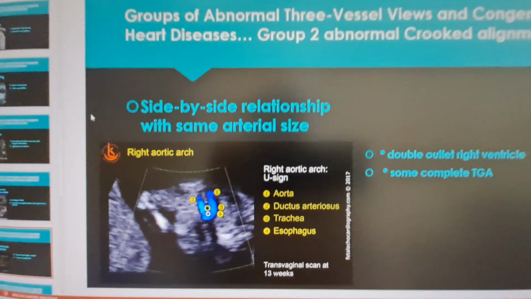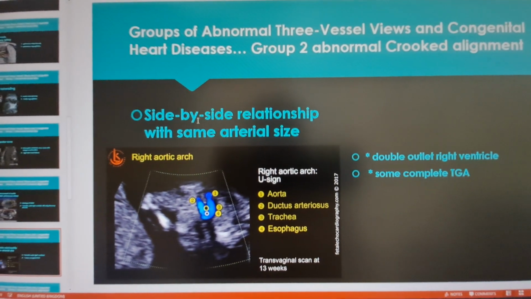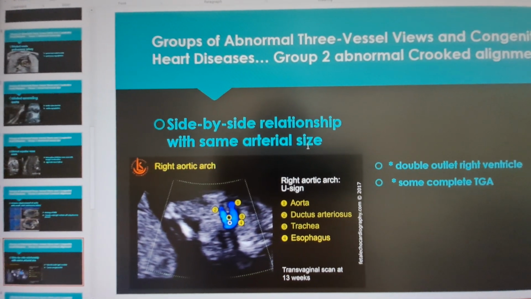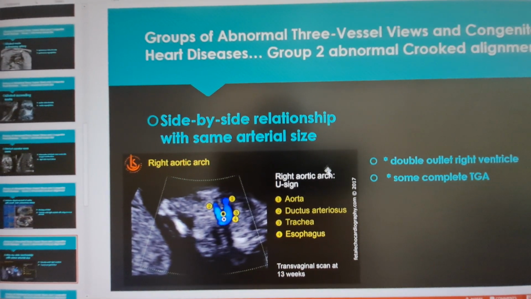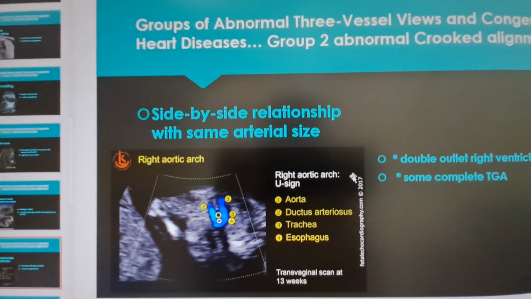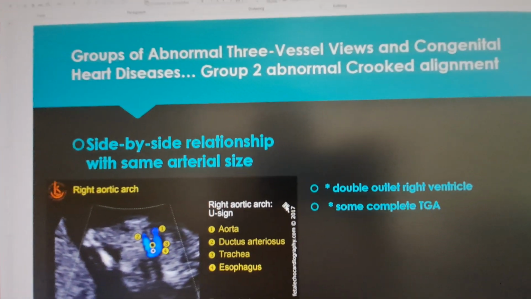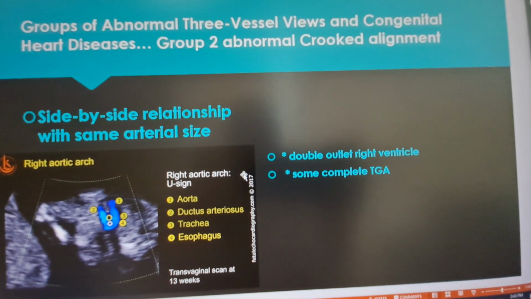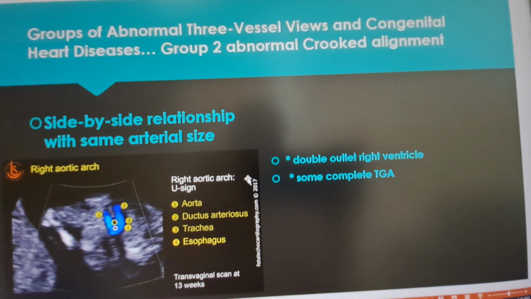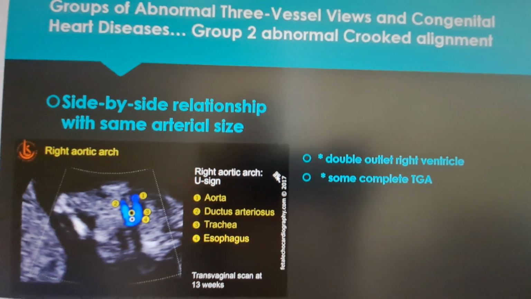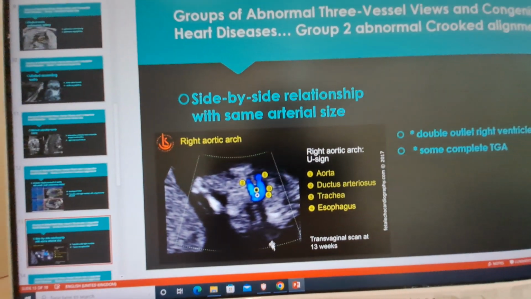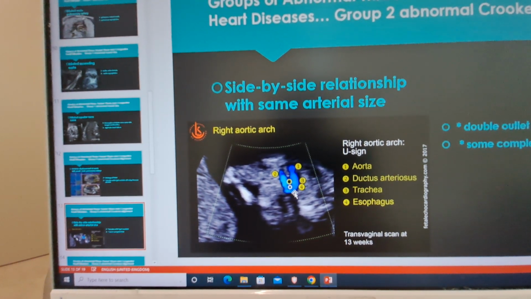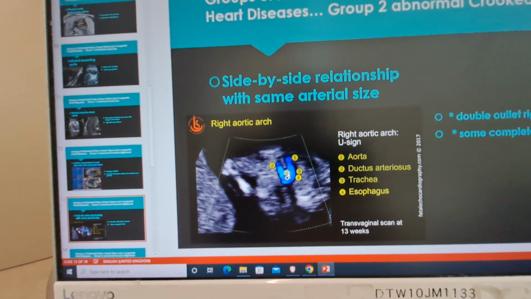Now the second alignment is the side-by-side relationship of the great arteries. If you see the same arterial side, it means the aorta is dilated. So what will happen? It is TGA, transposition of the great vessels, or double outlet right ventricle. Like this, with the right aortic arch, you see not the V sign but a U sign, with the trachea or esophagus in between them.